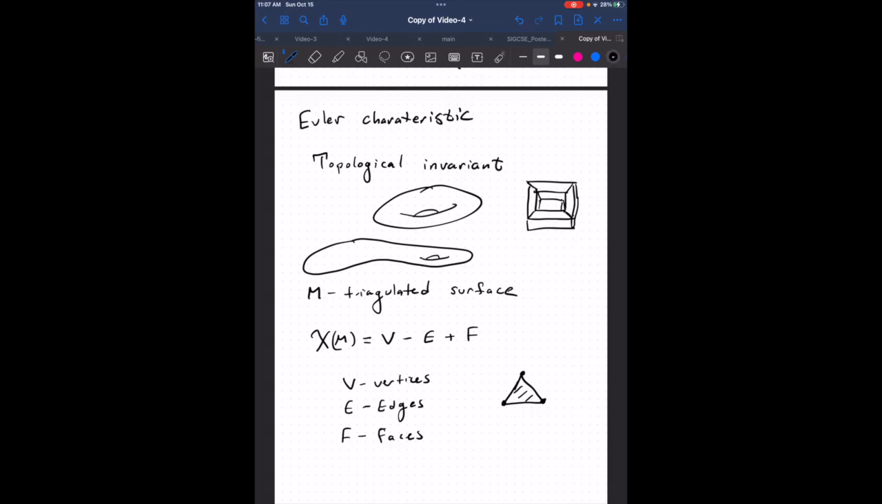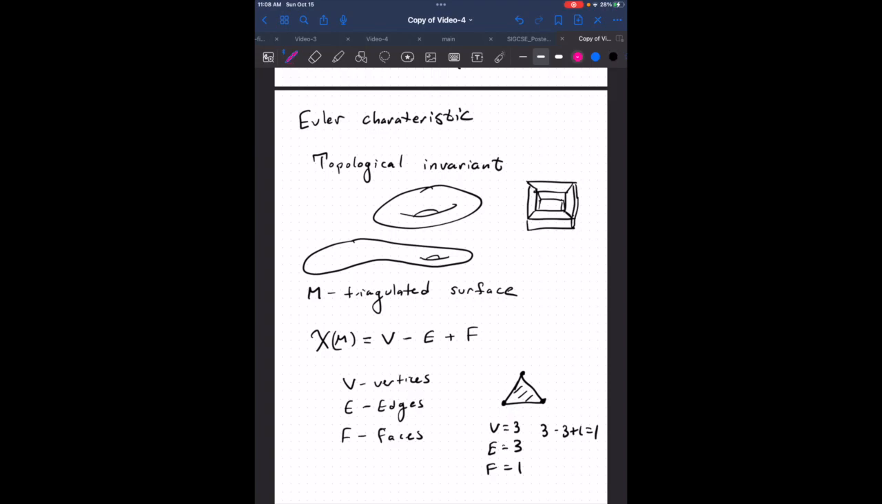So let's look at some examples. So if we just have this triangle, well, we have 3 vertices, we have 3 edges, and we have 1 face. So we'll do 3 minus 3 plus 1 is equal to 1. So we could say the Euler characteristic of this triangle is 1.